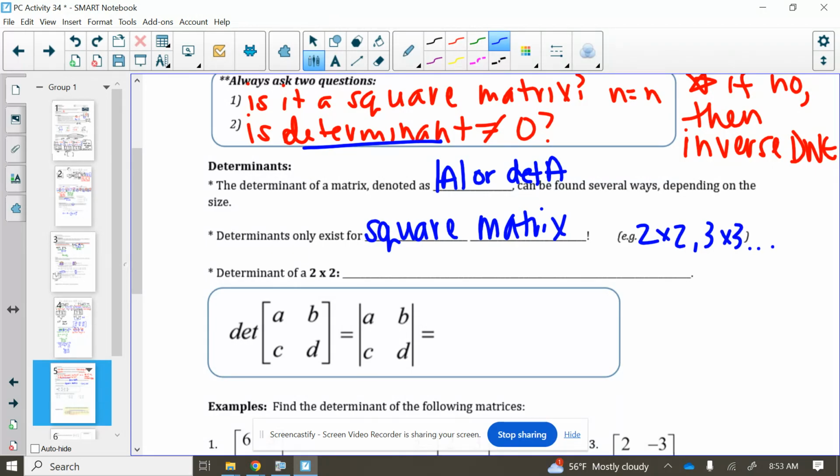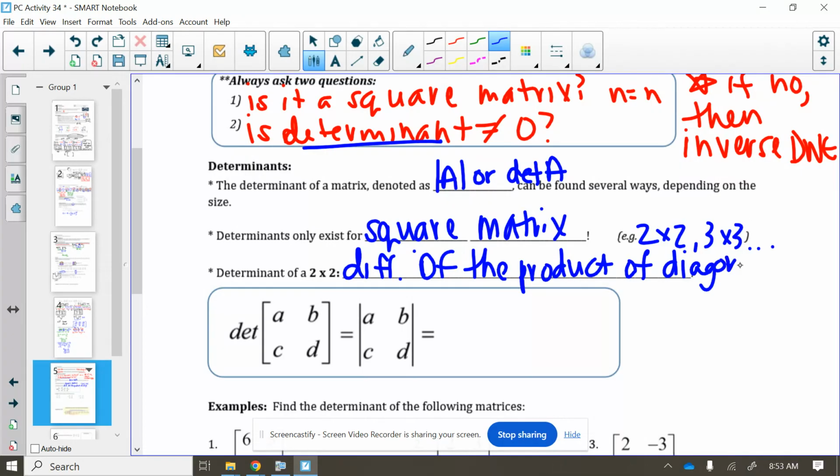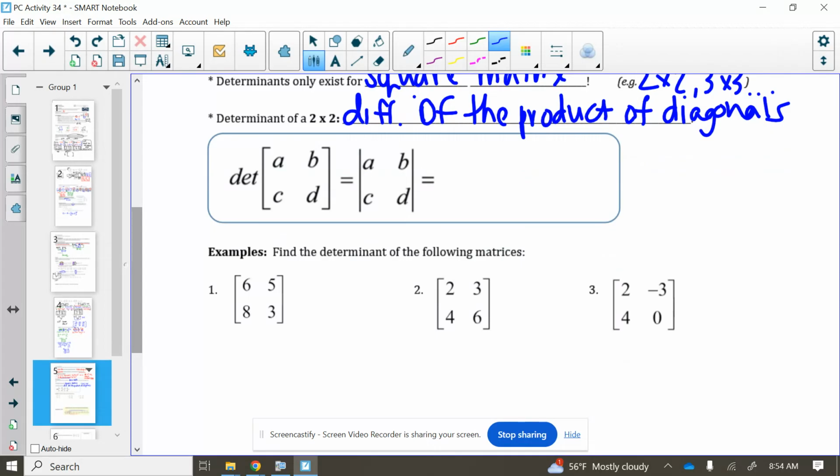For a 2 by 2, in order to find the determinant, you're going to find the difference of the products of the diagonals. So here's our matrix, A, B, C, D are the entries, and we want to find the determinant of that. Or again, if you see absolute value bars, that means determinant. You're going to take your elements A and D, multiply them together, and then subtract away from it the product of B times C. And that'll find your determinant for you.